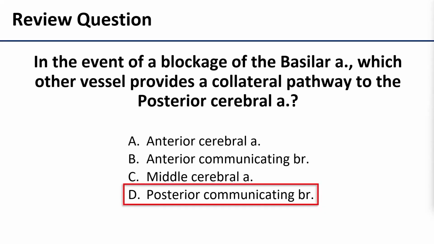The correct answer here is D, the posterior communicating branch. So a good thing to remember with these anastomoses around the circle of Willis, the two big anastomoses both have communicating branch in their names. So the posterior communicating branch runs between the posterior cerebral and the internal carotid, and the anterior communicating runs between the right and left anterior cerebral arteries.